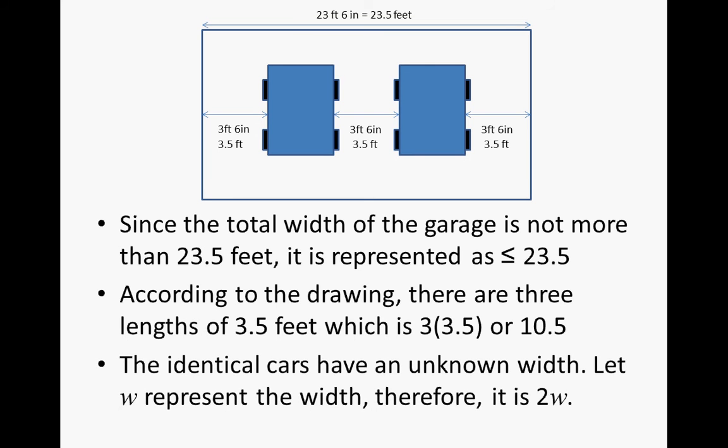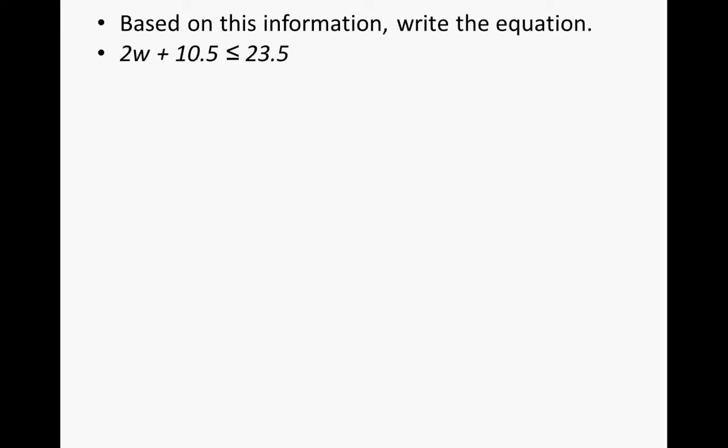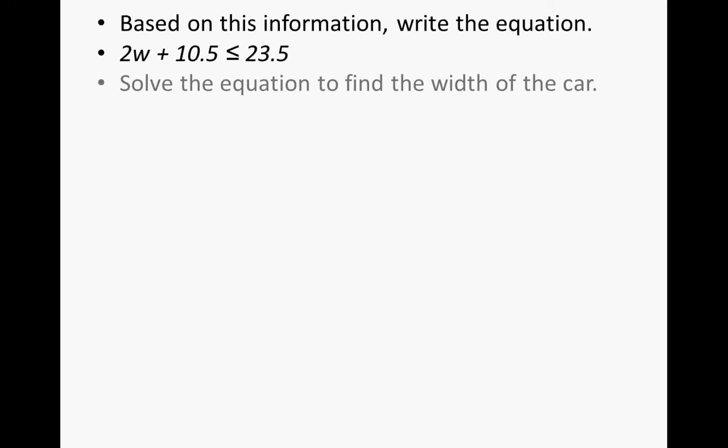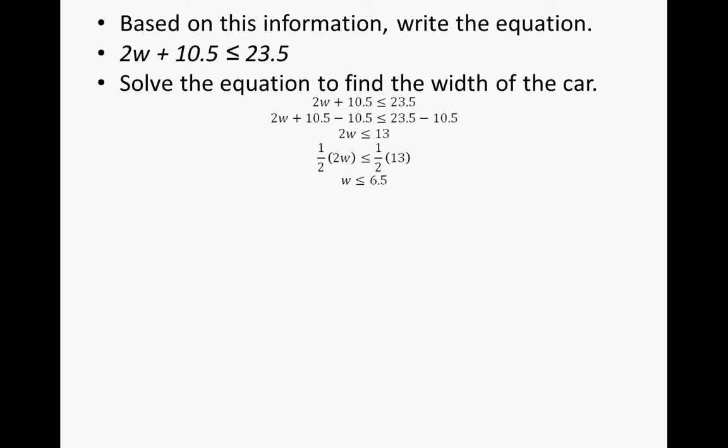The identical cars have an unknown width. Let W represent the width, therefore it is 2W. So based on this information, let's write the equation. We would have 2 times W plus 10.5 is less than or equal to 23.5. So solve the equation to find the width of the car. And this is what it should look like.